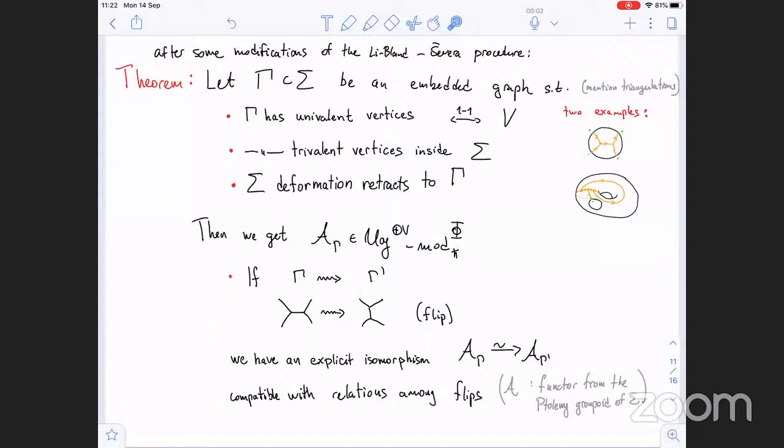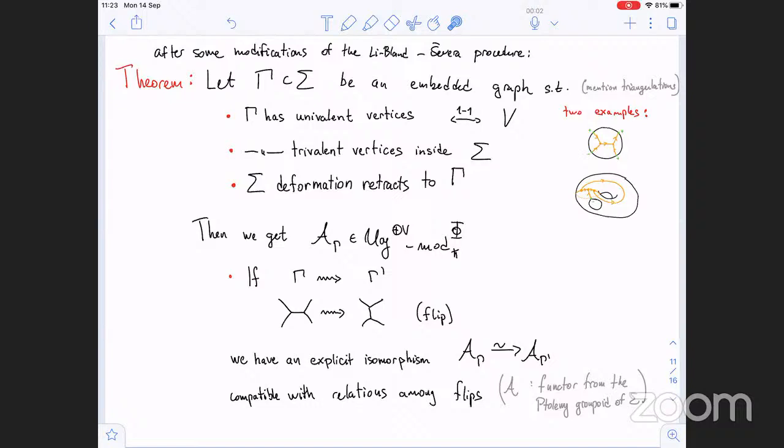then what we get is an algebra in this Drinfeld category. This is A gamma in UG power V mod phi. So it's an associative algebra in this category. It has a star product, which quantizes the Poisson structure. We want to quantize the quasi-Poisson structure in quantum quantized. But not just this, we actually know very well how this structure depends on these graphs.